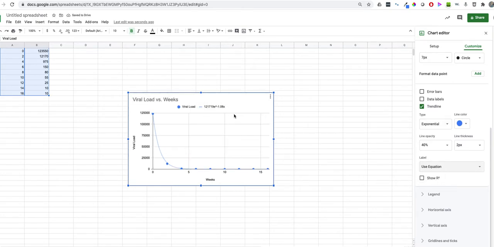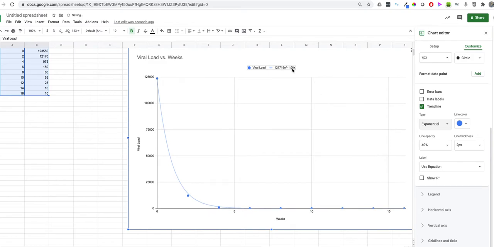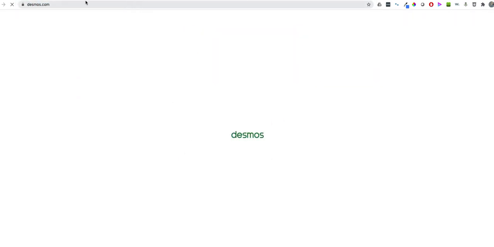And so we get this equation. Now, we haven't talked about this function e, so it's really hard to read. Let's make this bigger. Okay, so we have this equation. Let's go to Desmos and look at it, and I'll give you a quick look.